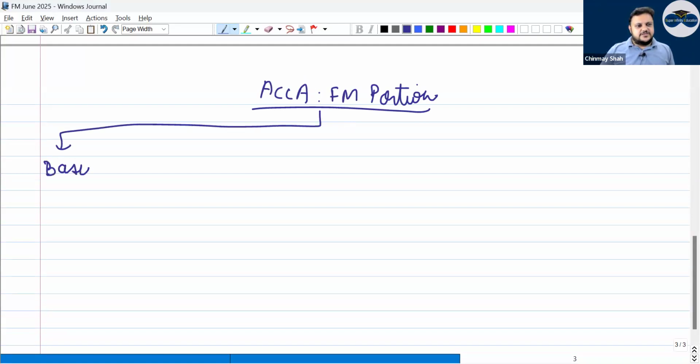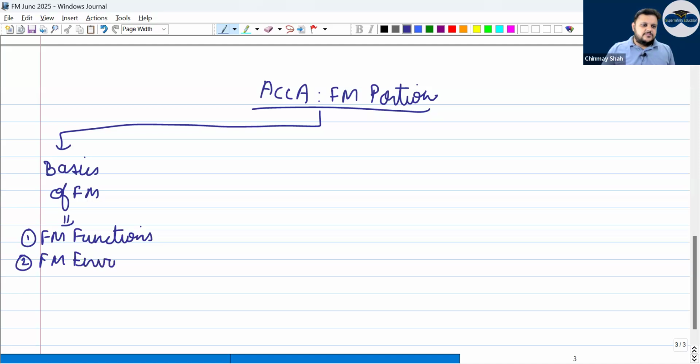You have basics of FM. In basics of FM, generally, you have FM functions. Second is FM environment. Third is ratio analysis. Correct. Then you have next part, investment appraisal.